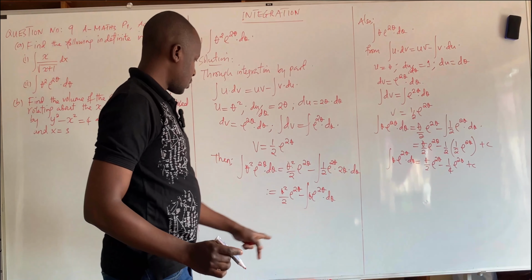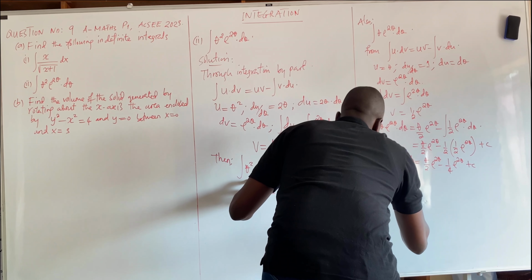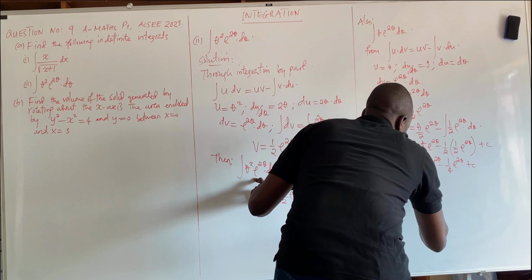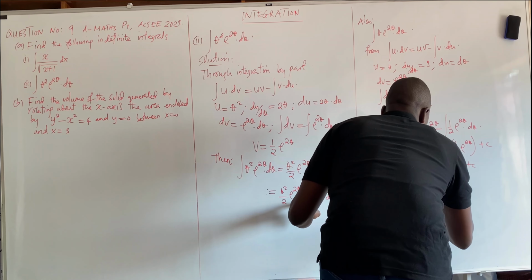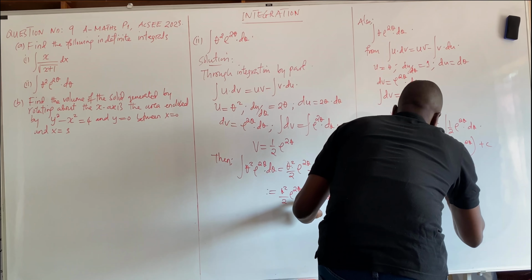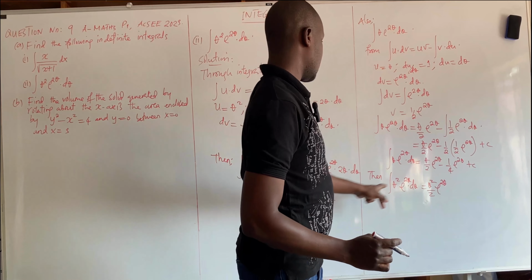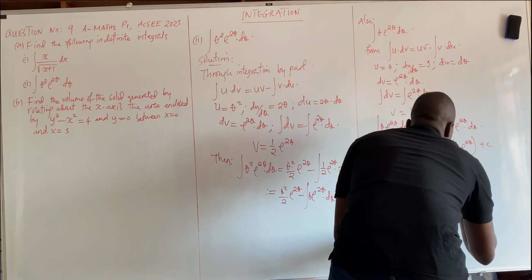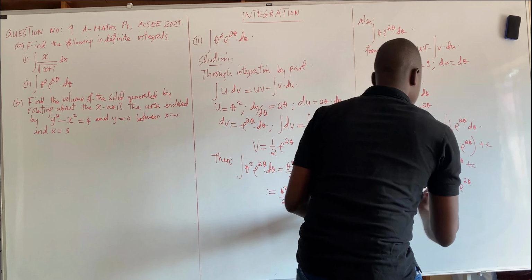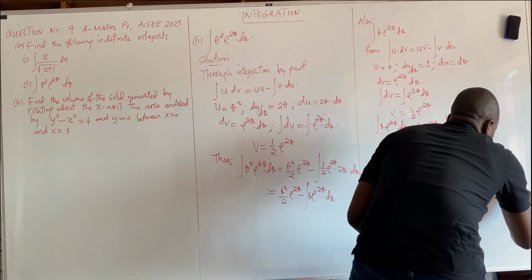So now we come to combine, so you can have now the integration of theta square e of 2 theta d theta is equal to theta square over 2 e of 2 theta. Now we minus all these, minus this one. So we minus theta over 2 e of 2 theta. Then that's negative times this one becomes positive 1 over 4 e of 2 theta now plus c.